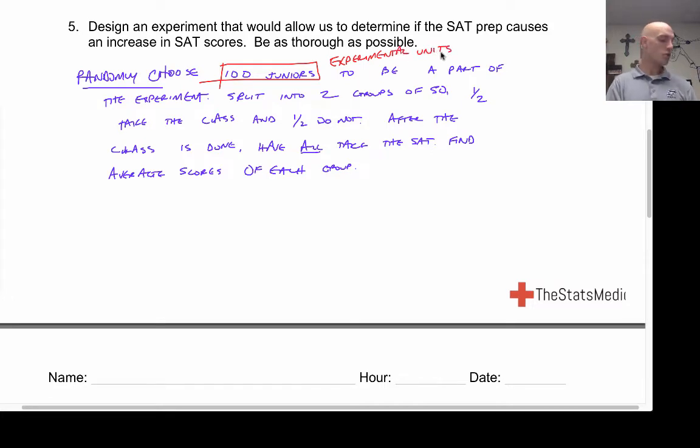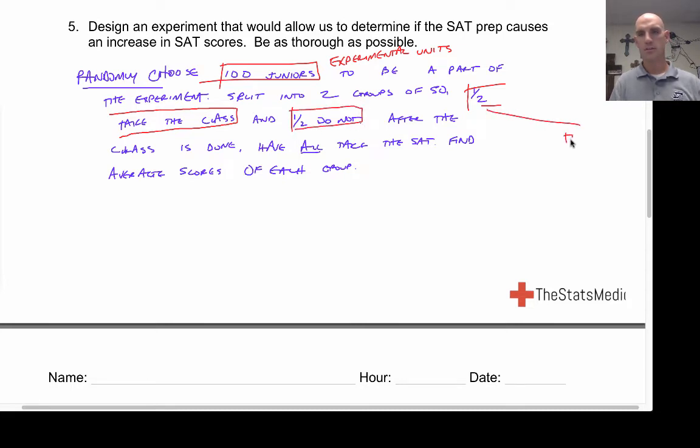These experimental units are who we're doing the experiment on. Half take the class, half do not. These are the treatments. Treatments are the conditions that we are imposing to measure the response. That's how we're looking at this from the standpoint of designing an experiment versus just observing what happened.